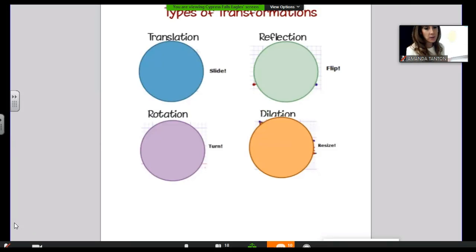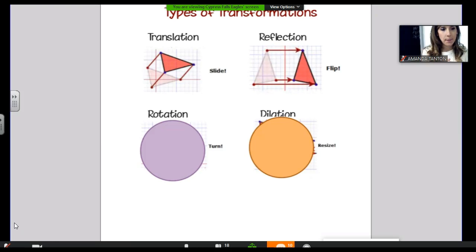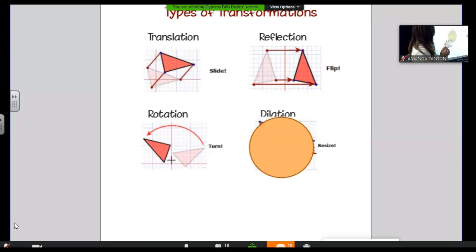So the first one, write down translation, also known as a slide. You can write slide underneath it if you want. It's another word, but the correct geometric word that we're going to use is translation. Next word on your notes page is reflection, also known as a flip of a figure. The third word is, of course, rotation, which is known as a turn. And that last word is dilation, which we call a resize.